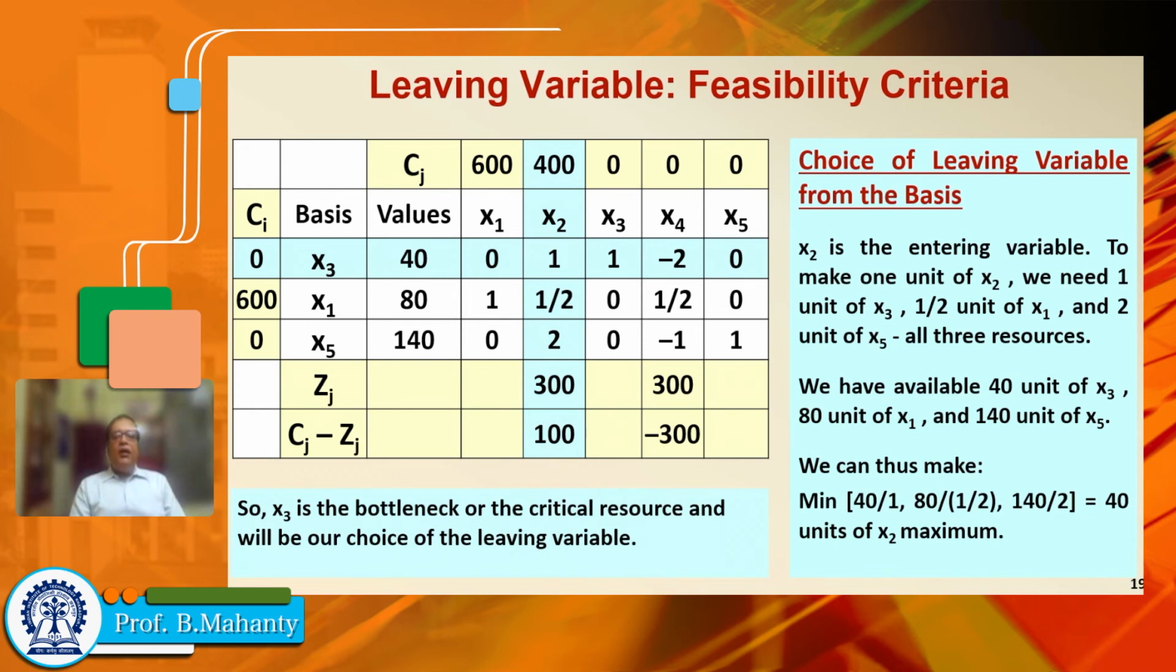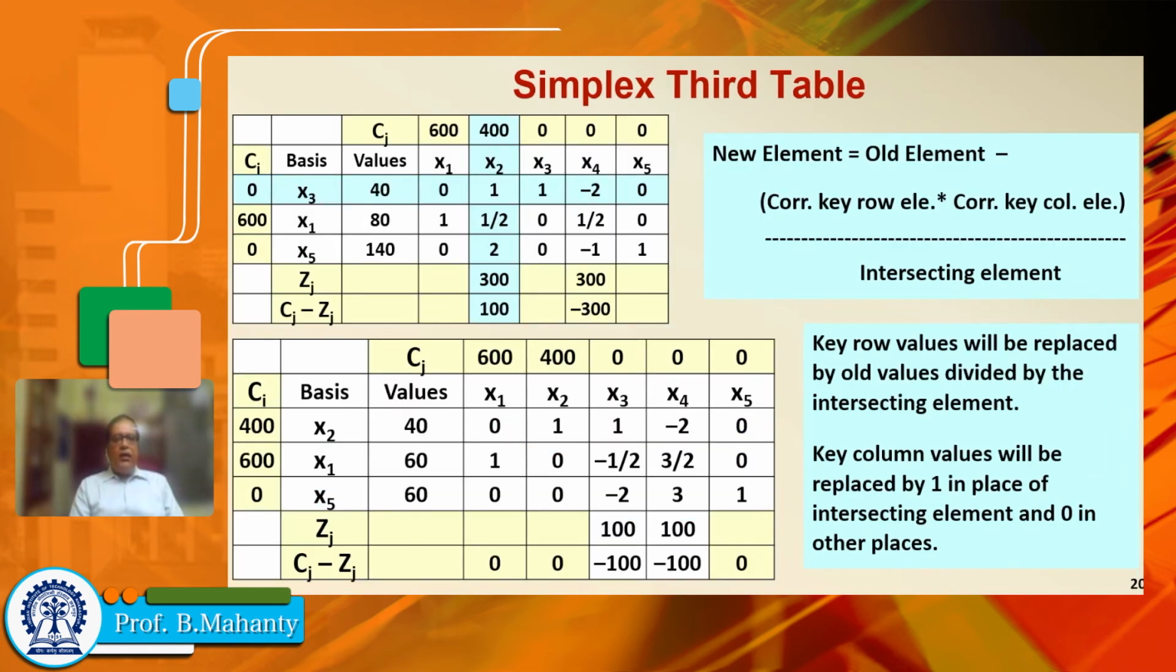So once again, for the key row, what exactly do we have to do? We have to divide each item by the intersecting element. So in this case, the intersecting element is 1 only. So it is a simple operation, 40 by 1, 0 by 1, 1 by 1, 1 by 1 and minus 2 by 1 and 0 by 1. But in this case, the same row would remain. All right, the same row would remain.